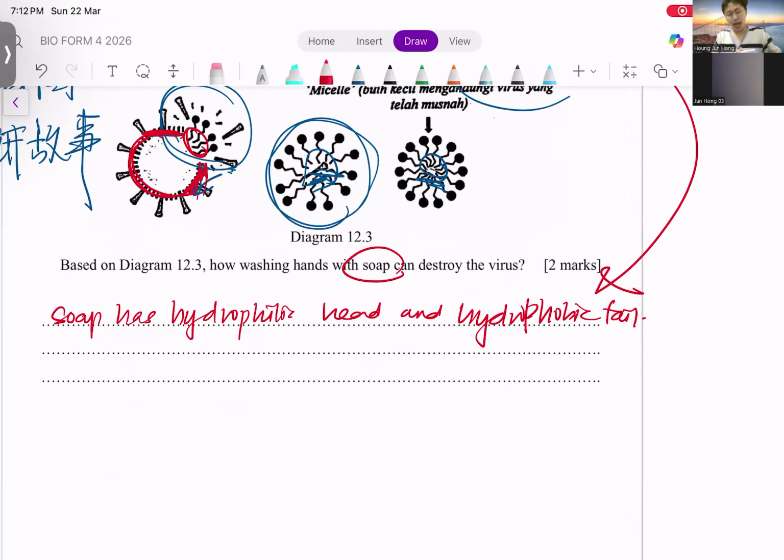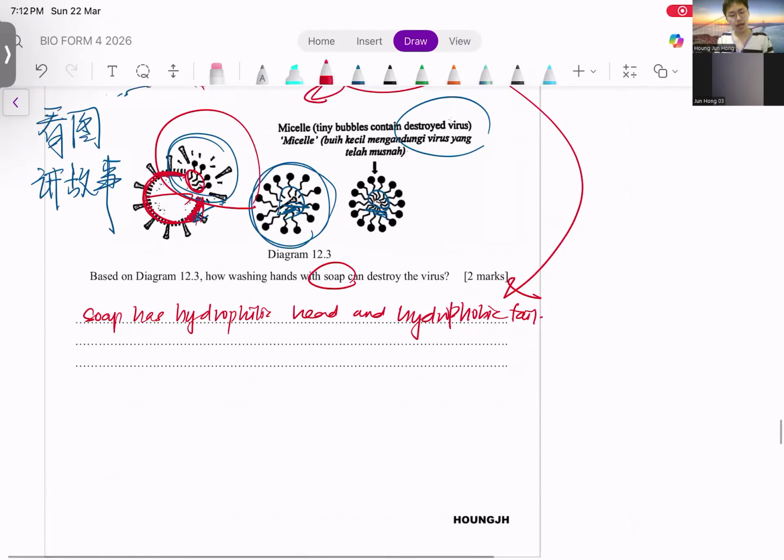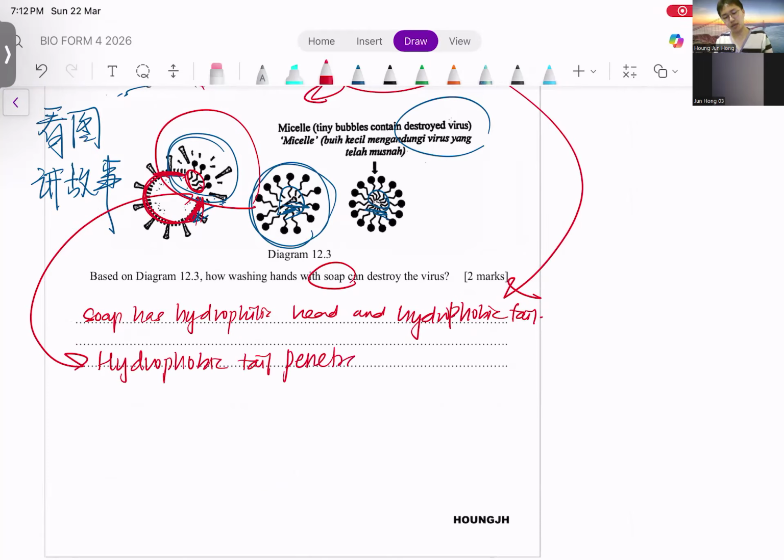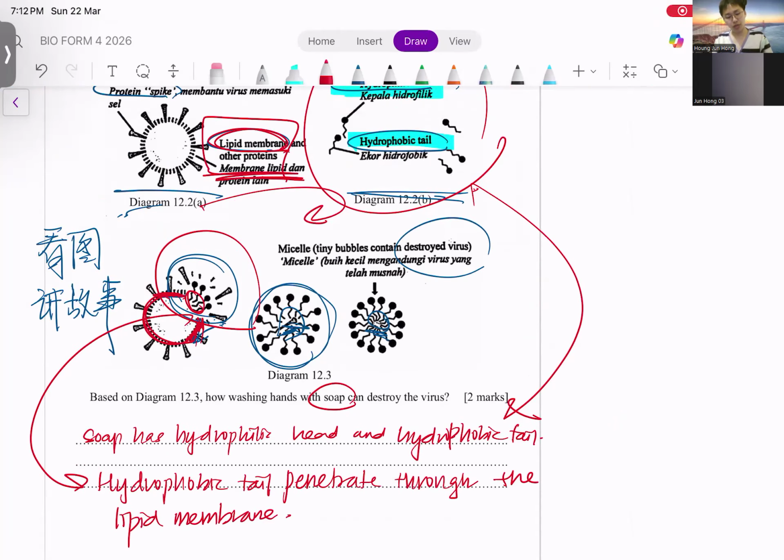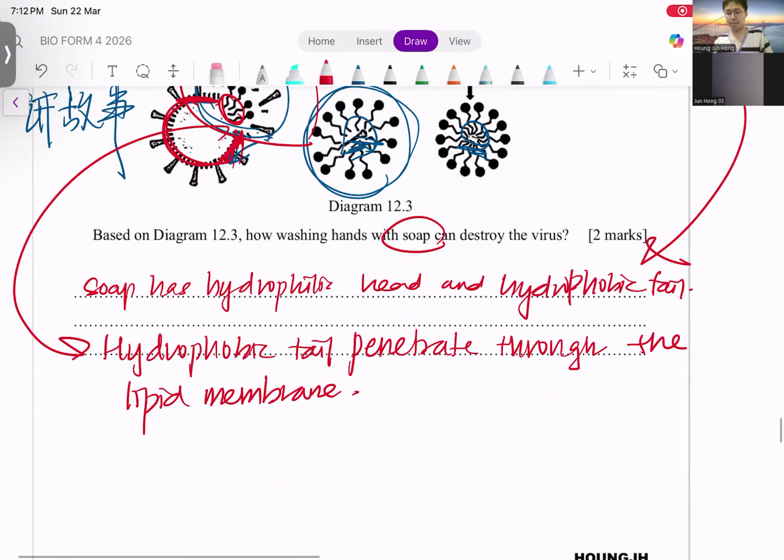And what happened to your soap's hydrophobic tail? As you can see in the next picture, like I say, 看图讲故事. Whatever you see, you just describe it. Next one, the hydrophobic tail will penetrate through the lipid membrane. Correct? Because you have a lipid membrane on your virus, so it will penetrate through the lipid membrane.